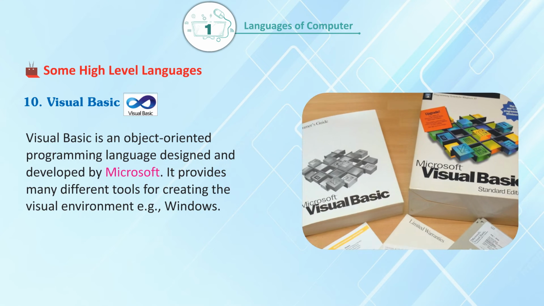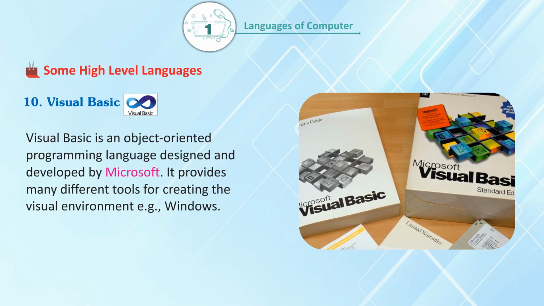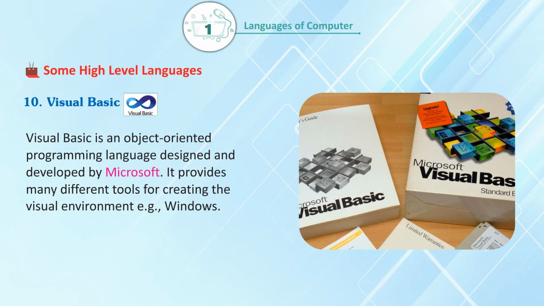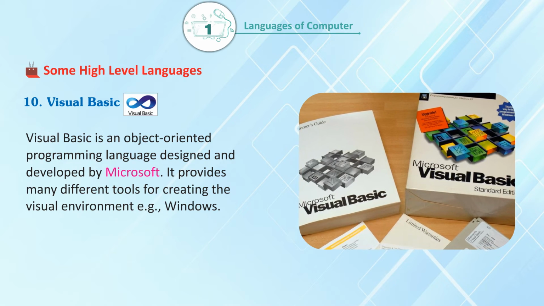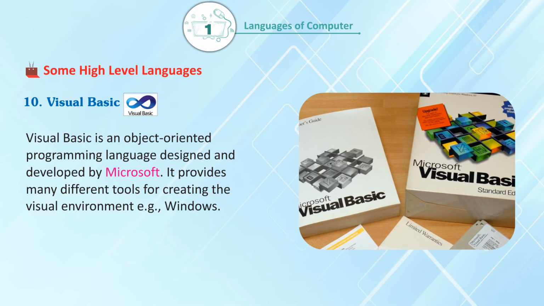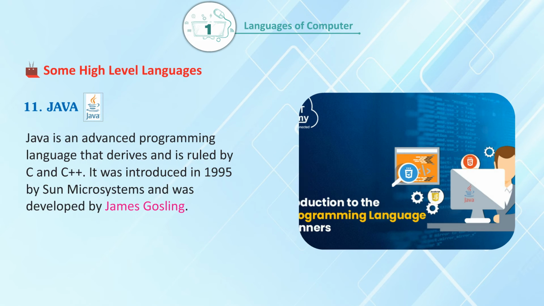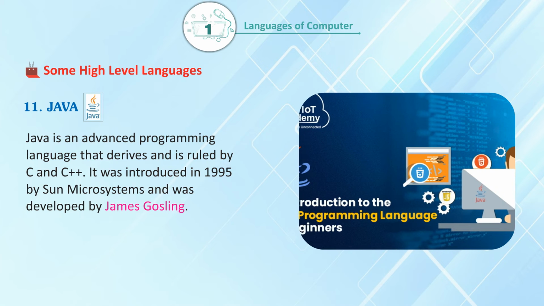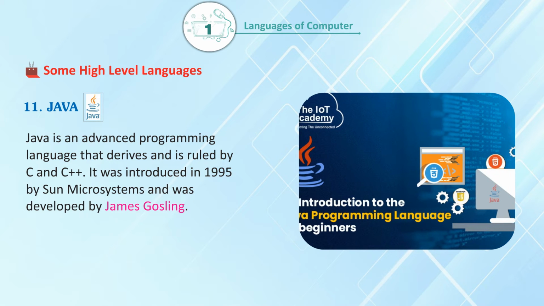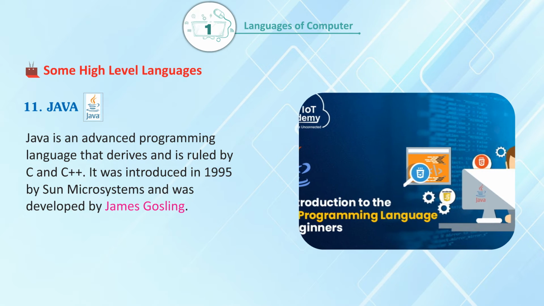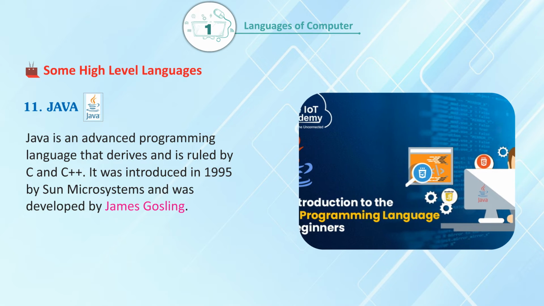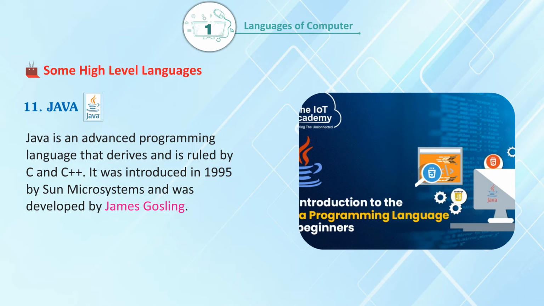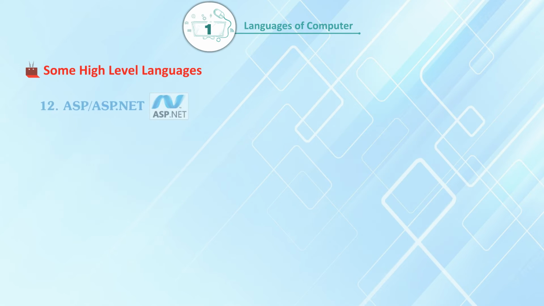Visual Basic. Visual Basic is an object-oriented programming language designed and developed by Microsoft. It provides many different tools for creating the visual environment, for example, windows. Java. Java is an advanced programming language that derives from and is ruled by C and C++. It was introduced in 1995 by Sun Microsystems and was developed by James Gosling.